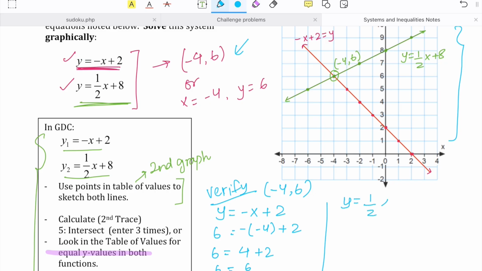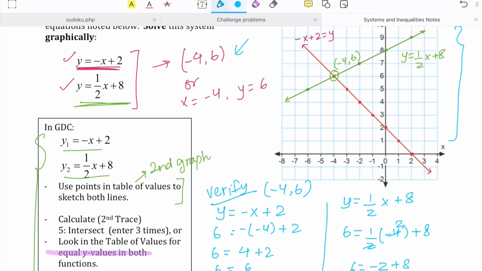We'll do the same thing for the second equation. y is equal to half x plus 8. Put -4 and 6. So it'll be half of -4 plus 8. Half of -4 is -2, plus 8. So 6 is equal to 6. And left side is equal to right side.